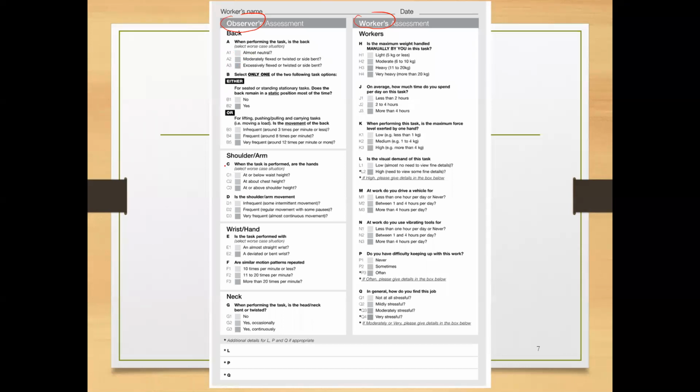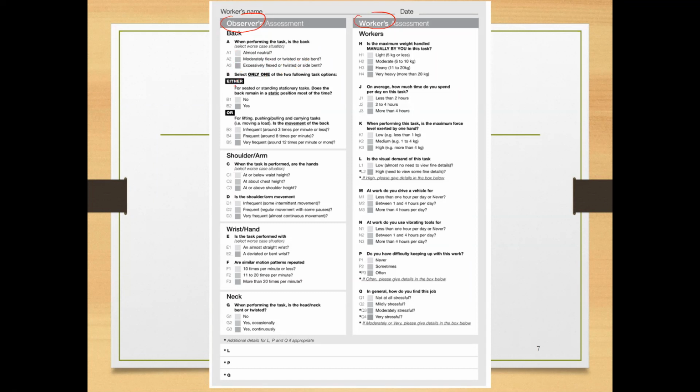So you can see that most of the questions with respect to observer are related to the different body parts. So first question relates to back, then shoulder and arm, wrist and hand, and neck. For example, related to back is when performing the task, the back is almost neutral, moderately flexed, or excessively flexed, or twisted or side bent. So what is meant by these moderate flexion, twisting or side bending, or excessive flexion, twisting or side bending can be found from the QEC guide. So any one of these three is ticked.